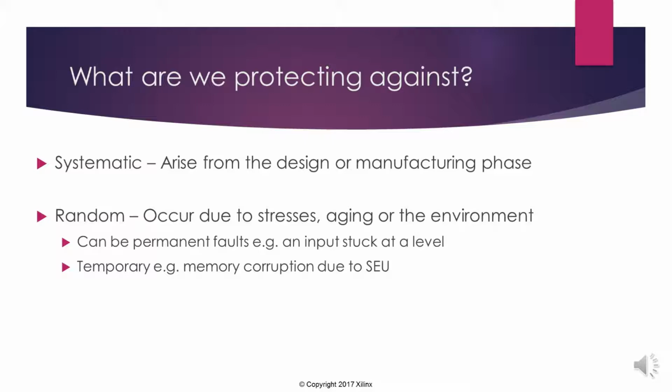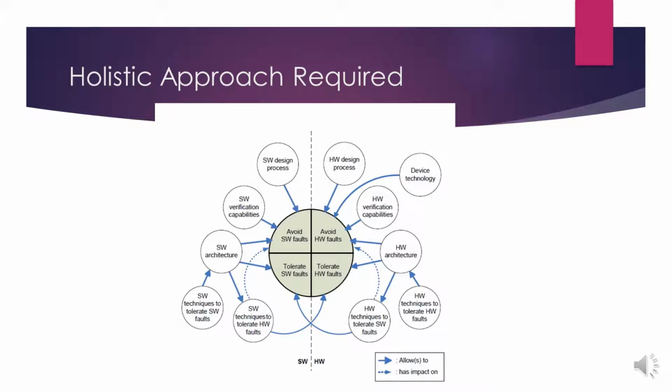So we need to be able to address both systematic and random faults, and how we approach this is going to be slightly different. We also need to take a holistic approach. We need to look at our hardware and software design, and see the interdependence between the two. The hardware architecture enables a tolerance and avoidance of hardware faults, but it also has an impact on software's ability to tolerate faults, and how software is architected will also affect the ability to tolerate hardware faults. So a very holistic approach is needed when we first start down this route and start looking at what we can do to create a very mission critical system.